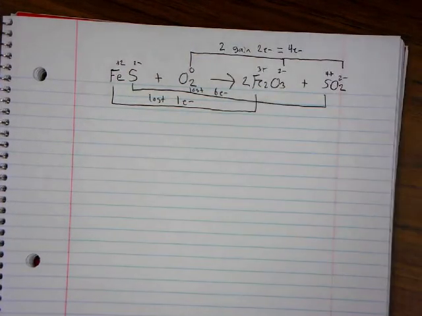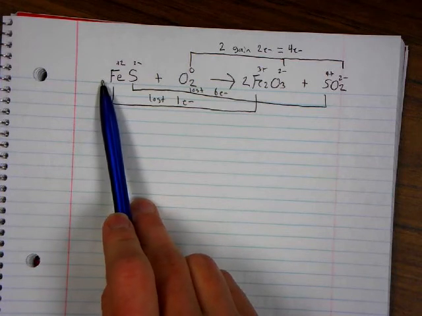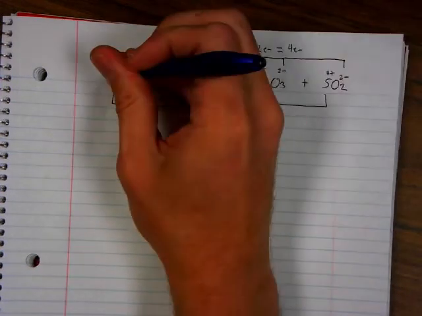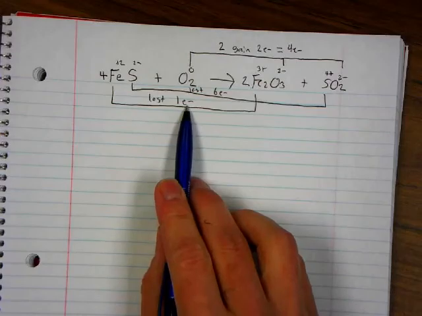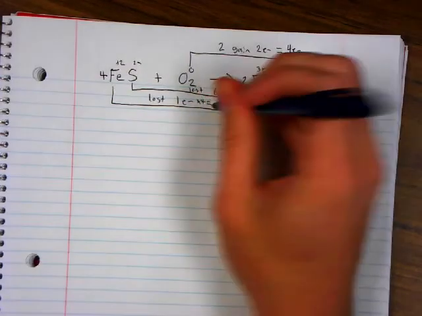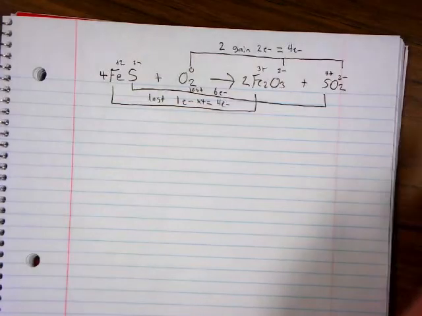Is this oxygen going to balance at an odd number? No. So what do I know I'm going to have to put in front of this compound most likely? I'm most likely going to have to put a 2 here. Agreed? So that would be my first step. But if I put a 2 here, what's going to have to go here? A 4. Agreed?